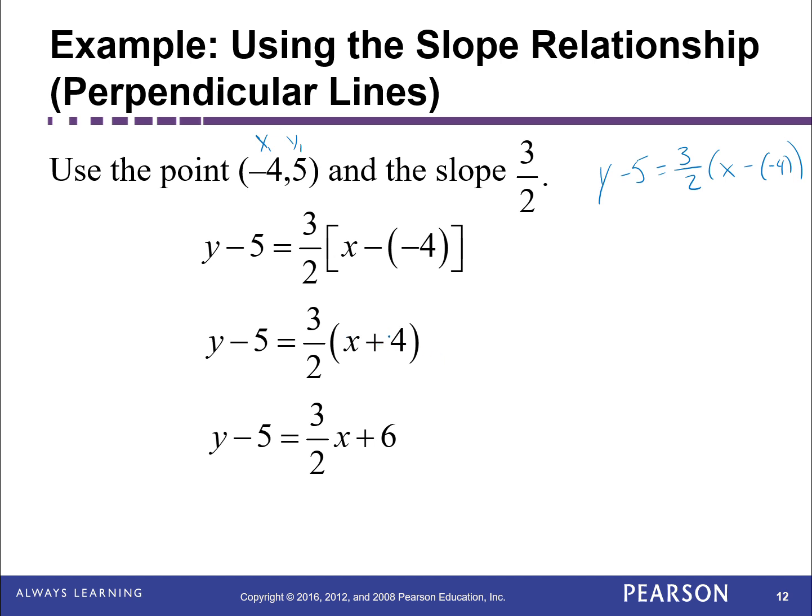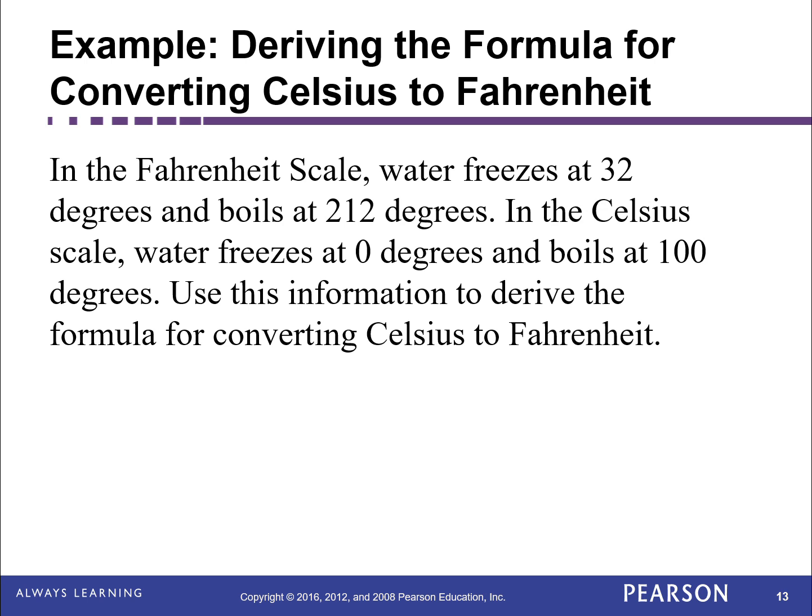Now, we can also distribute this 3/2 to the right-hand side, and I can get y - 5 = 3/2 x + 6, because 3 times 4 is 12, and 12 divided by 2 is 6. Okay. Now, if I want to get it in slope-intercept form, which is what we're going for here, then I'm going to add 5 to the other side. 6 plus 5 is 11. So in slope-intercept form, this perpendicular line is going to be y = 3/2 x + 11.